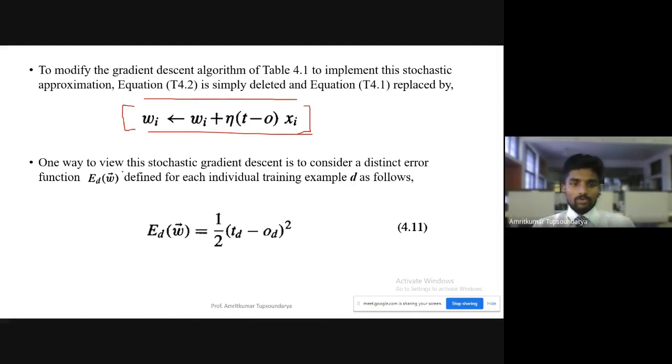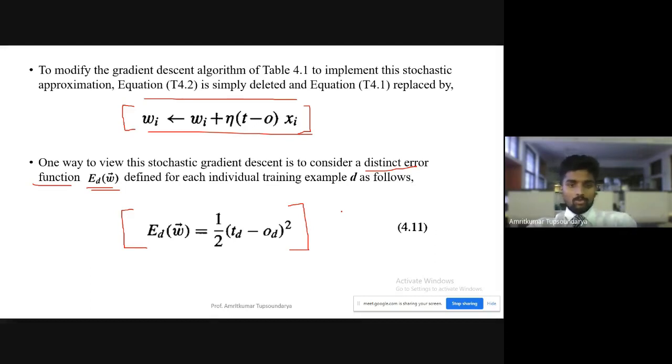Now, one way to view this stochastic gradient descent is to consider a distinct error. What is this distinct error? This distinct error function is defined for each individual training example, right? We are considering each training example here. If you recall the previous error function that we have seen, we considered all the training examples, right? We did the summation of it.